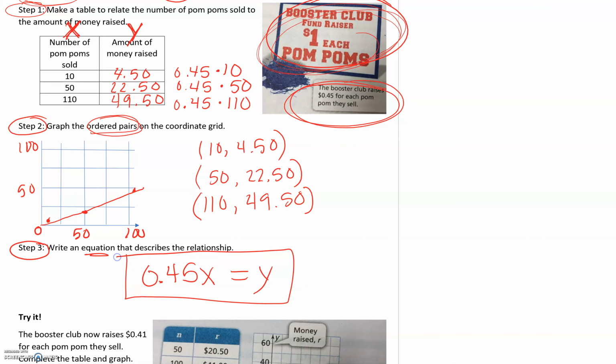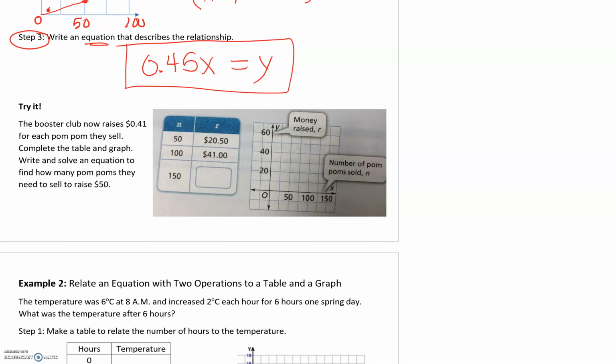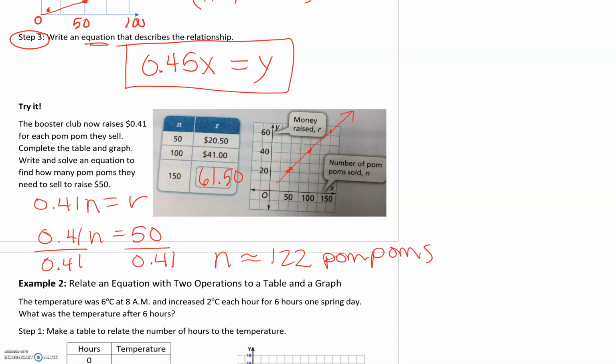So here we go. Now it's time for you guys to try one on your own. Again, please pause the video to work through your problem. So pause now, and you can check it in just a second. All right, guys, so you should have paused it before you are seeing my answers here. So completing the table, they are only making 0.41 cents each one. So here's my completed table, my graph. Here's the equation that we would be using. And then solving for $50 to raise is approximately 122 pom-poms.